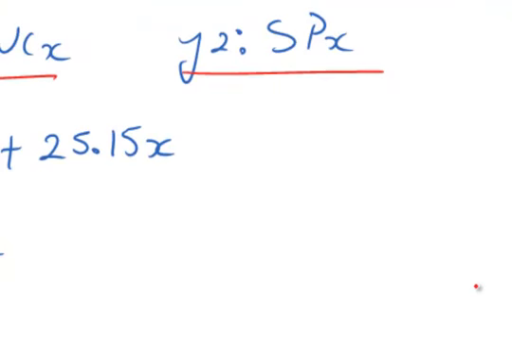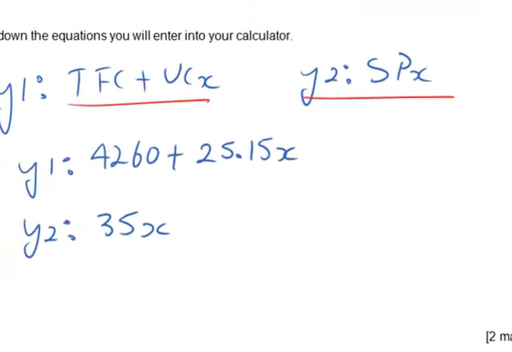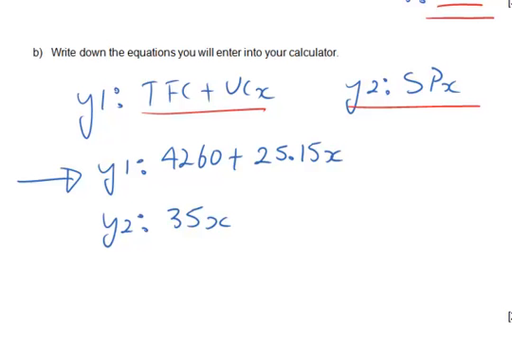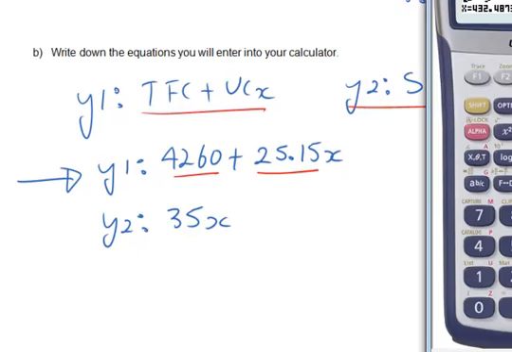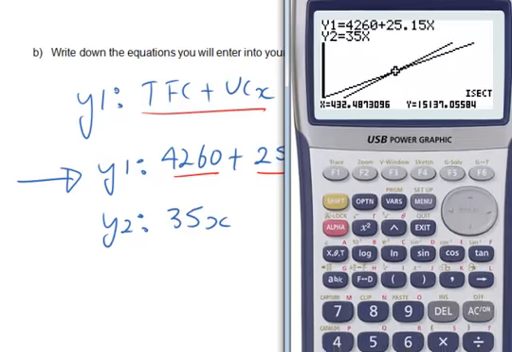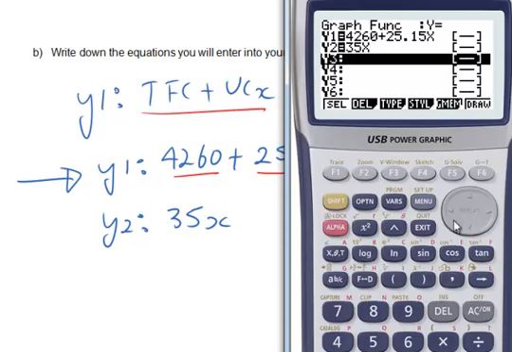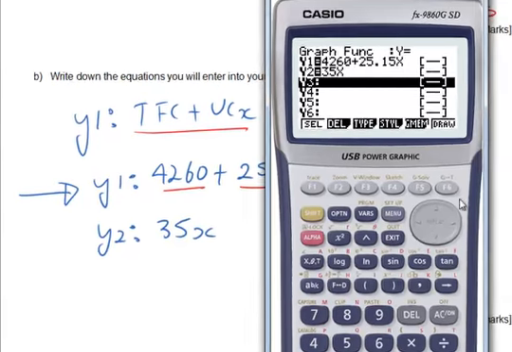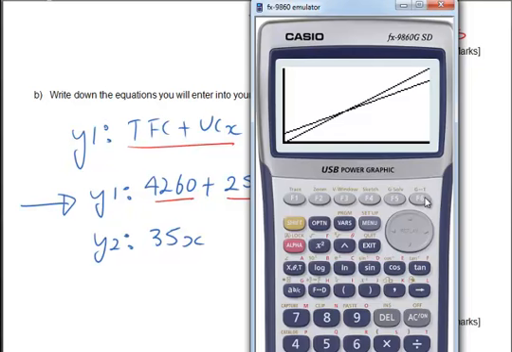The equations that go in your calculator: total fixed cost plus your variable cost X, and the next one is selling price with an X. So the two equations will look like 4,260 because that's your fixed cost, and $25.15 is your variable cost with an X next to it, and then 35X, that line. So on your calculator that will look very much like that, 4,260 and so on, and then you go draw and you get your line like that, which is pretty cool.